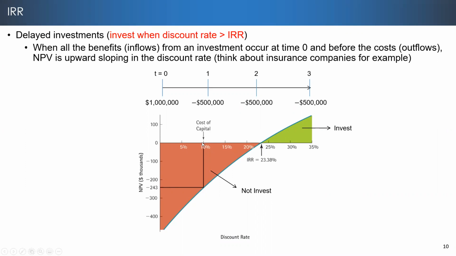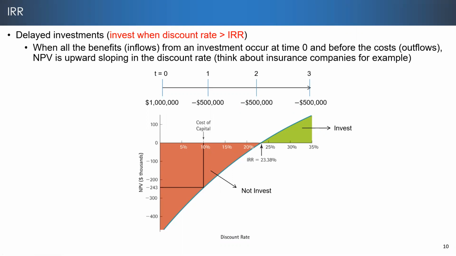So for a 10% cost of capital, we will have a negative 243 net present value, right? However, if we have a higher discount rate, let's say 30%, then we can reach a positive net present value of about $100 million. So this is quite different from the previous example, with a cash flow that starts with a negative number followed by positive numbers. This is something that you should keep in mind when you use the IRR rule.